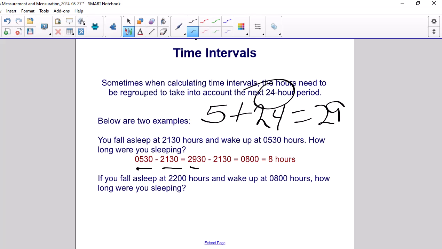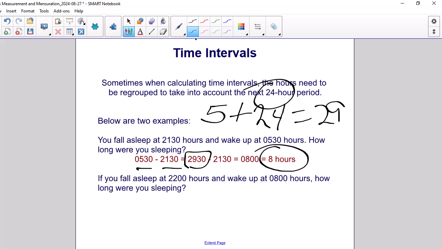And that's how we rewrite 5:30 in the morning as 29:30. We regroup it so that we have enough. Basically, you're borrowing, so you have enough to subtract 29:30 minus 21:30. It gives us 0800 hours. Or for simplicity's sake, we can say you slept for 8 hours.